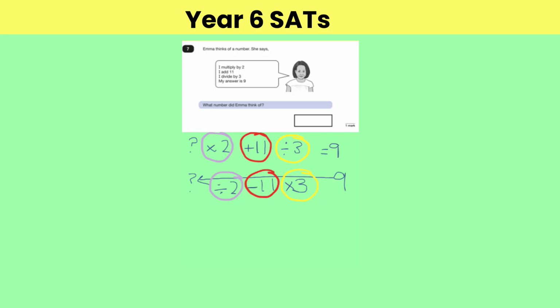So first of all, we do 9 times 3, that gets us to 27. Then we do take away 11, that gets us to 16. And then we do divide by 2, that gets us to 8. So our answer is 8. Now if you want to, just put it back in and just check. So if you started with 8, if you multiplied by 2, you get to 16. If you added 11, you'd get to 27. And if you divided by 3, you would in fact get the answer of 9.